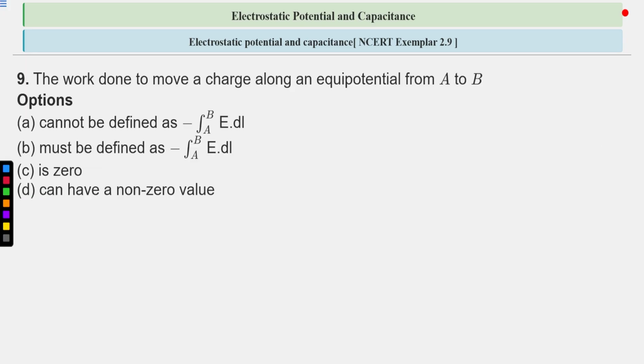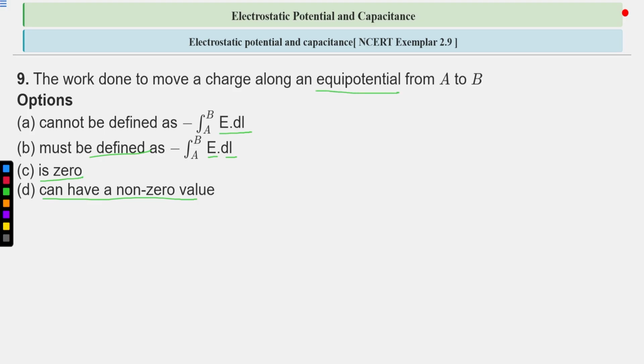So next question, next exemplar problem 2.9. What is the work done to move a charge along an equipotential surface from A to B? From any two points A to B on the equipotential surface, we have to move a charge. Option A says it cannot be defined as the integral A to B of E dot dl, option B says it must be defined as minus the integral A to B of E dot dl, option C says it is 0, or option D says it can have a non-zero value.